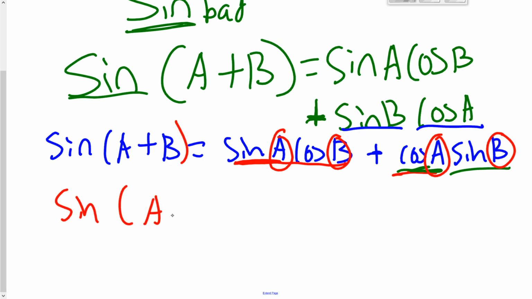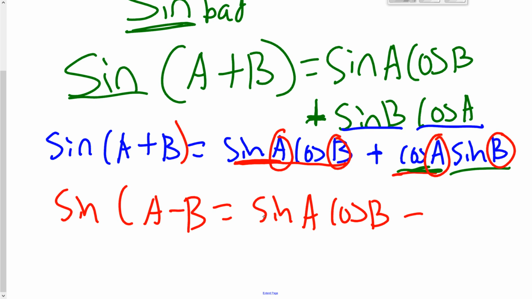Okay, and then there should be a parenthesis there. Then the subtraction, the difference, would be sine of A cosine of B minus, because their signs are the same, forgot my parenthesis again, and then sine of B cosine of A. So there you go. So there's the story of Sinbad. That's how he arranges the date.